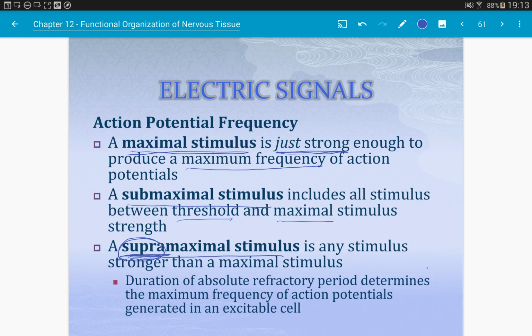Then this last little note down here. It says the duration of absolute refractory period. As a reminder, absolute refractory period is the first phase of the refractory step. Remember, we have 2 phases. In absolute refractory, are we able to generate an action potential? No. Very good. So during this period of time, it's going to determine the maximum frequency that a cell can generate when it's excited.